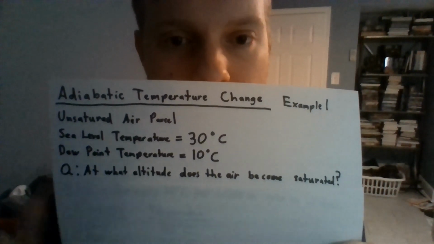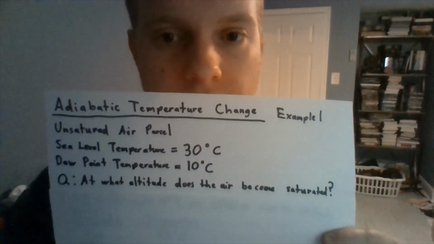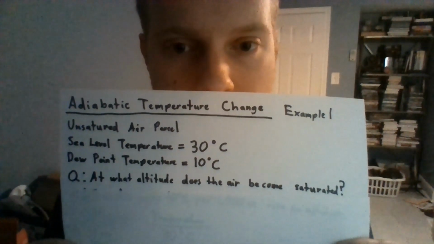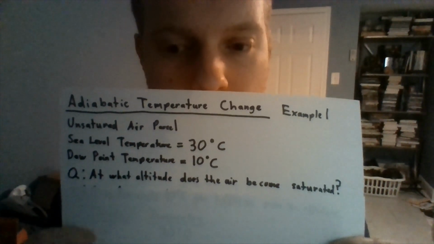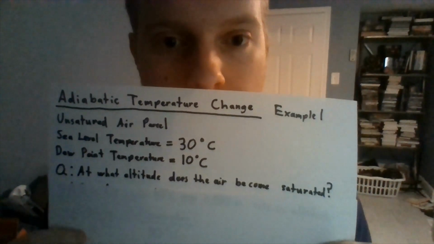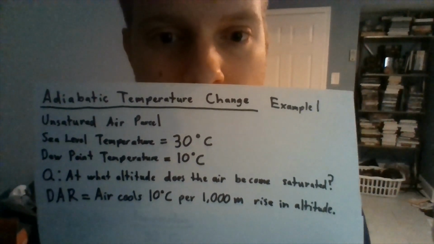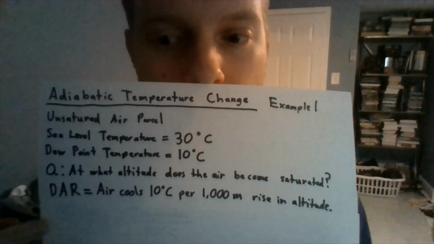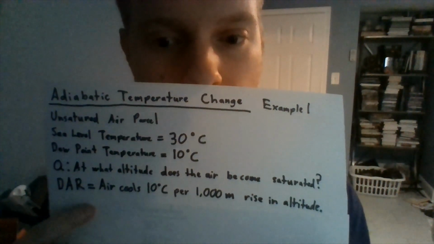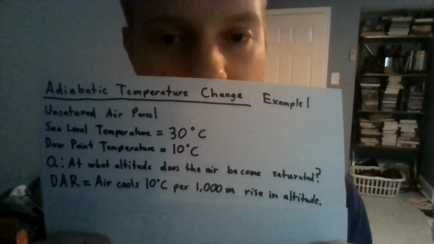So we already know that the dew point temperature is 10 degrees Celsius. And remember, the dew point temperature is the temperature at which air becomes fully saturated. So essentially this question is asking, at which altitude does the air parcel reach the dew point temperature? So that's what we're going to figure out here. And because we're dealing with unsaturated air here rather than saturated air, we have to use the dry adiabatic rate, which means that the air will cool by 10 degrees Celsius per each 1,000 meters that it rises. Because remember that as air rises, it expands and it cools down.